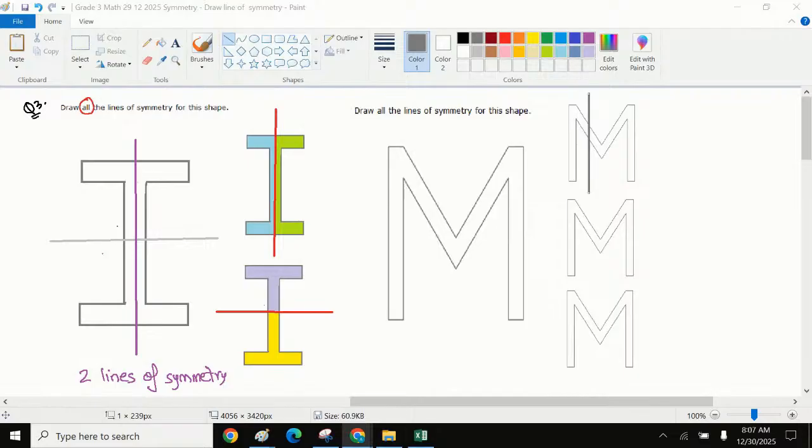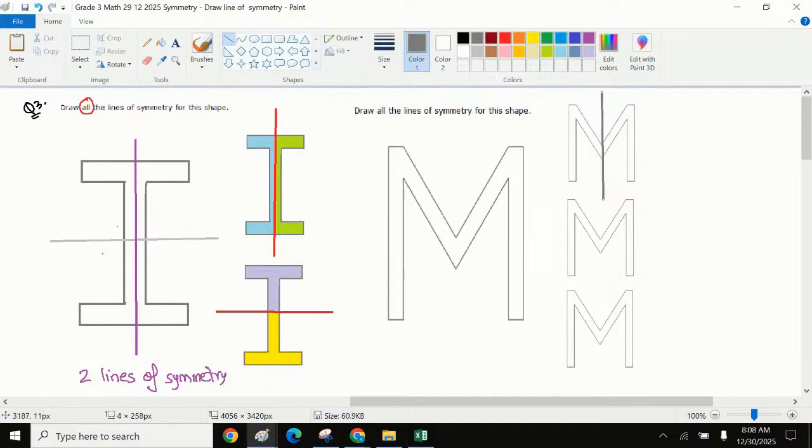See, there is one condition for the line of symmetry, okay? The line of symmetry cannot pass randomly through a shape. It has to pass through the center of the shape. So if we are making a vertical line, right? This vertical line has to pass through the center.